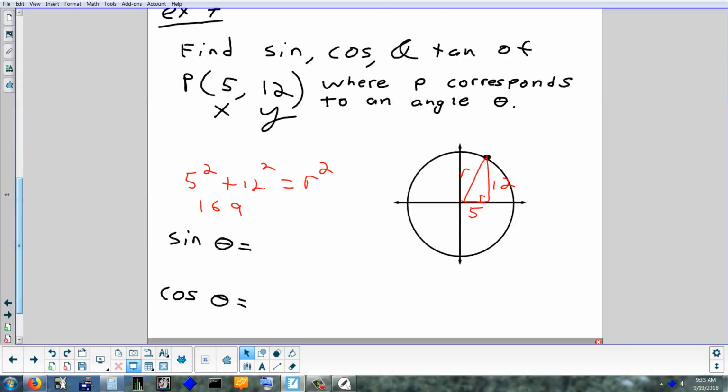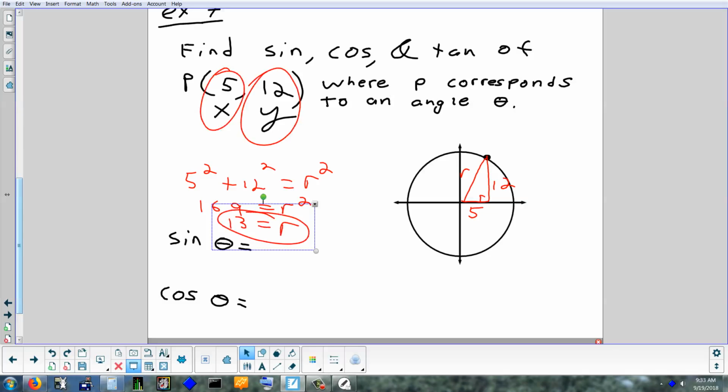5 squared is 25. 12 squared is 144. If you add 25 and 144, you get 169. And then what would be the square root of 169? 13. Now you've got r, you already had x, and you already had y. That's the only extra step when it's a coordinate not on the unit circle. You have to find r yourself. Other than that, everything else is exactly the same.